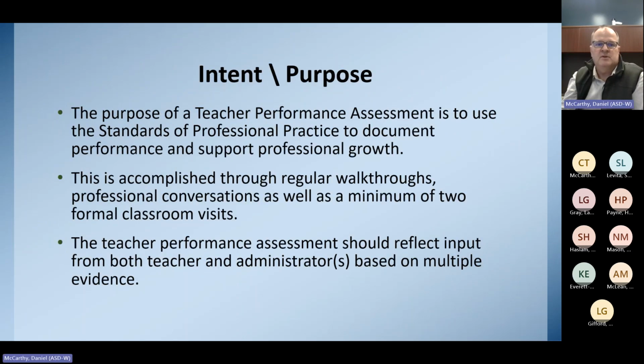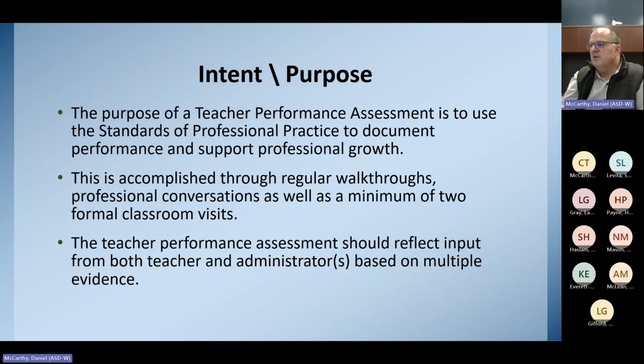The purpose of the teacher performance assessment is to use standards of professional practice. This is accomplished through regular walkthroughs and professional conversations. I'm a big believer in the professional conversation. It gets to know you and what you're looking for. And so when I'm talking today, this is from my perspective. Every principal might do this a little differently, so I'm going to emphasize that.